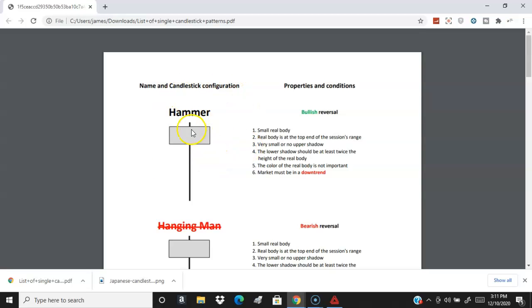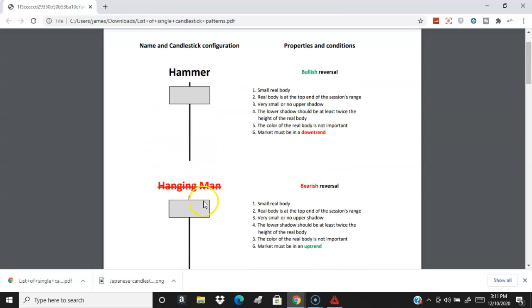So a hammer. Buying a hammer, it's going to be a real small body. It's going to be a bullish reversal. So the market must be in a downtrend. Okay. If it looks something like this, or it doesn't have to look exactly like this, but somewhat like that. The hanging man is the same thing, but this tends to be a bearish reversal and it's in an uptrend. Do not trade this candle because if it's in the uptrend, you can get fooled. You can get slighted and fooled, and you end up losing all your money on a bullish reversal.